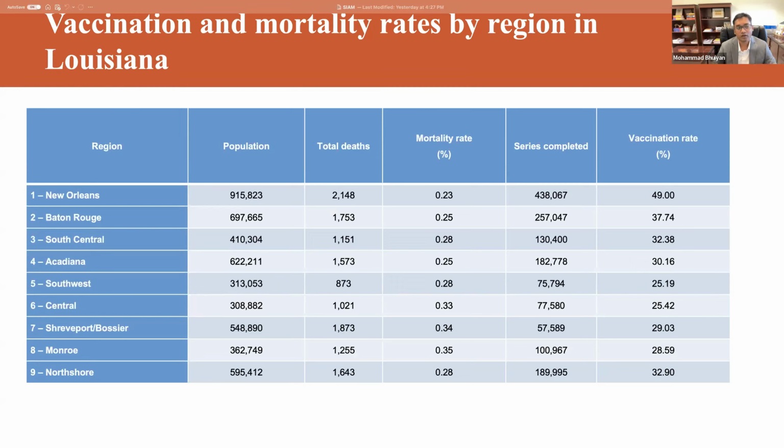From region 1, 2, 3, 4, there is some variability within the region. The mortality rate is higher in regions 7 and 8. The vaccination completion is also high in the 9th region, and very high in New Orleans, region 1, but moderate in regions 5 and 6. So there is some variability in the vaccination record across these different regions.